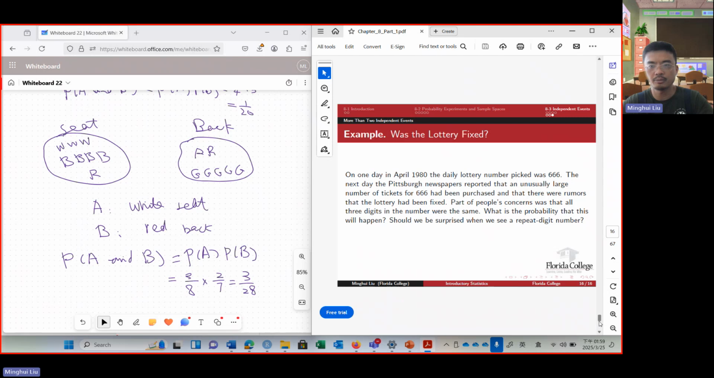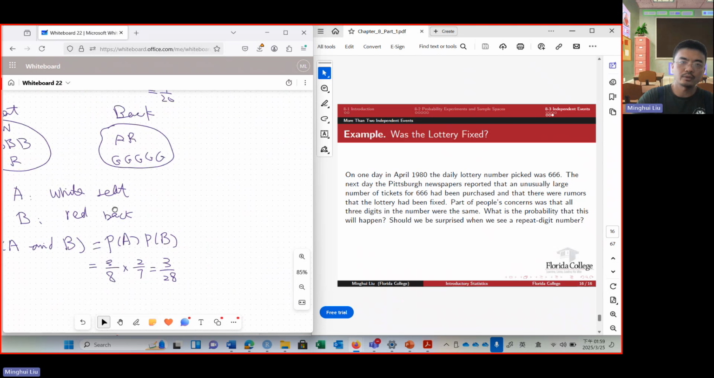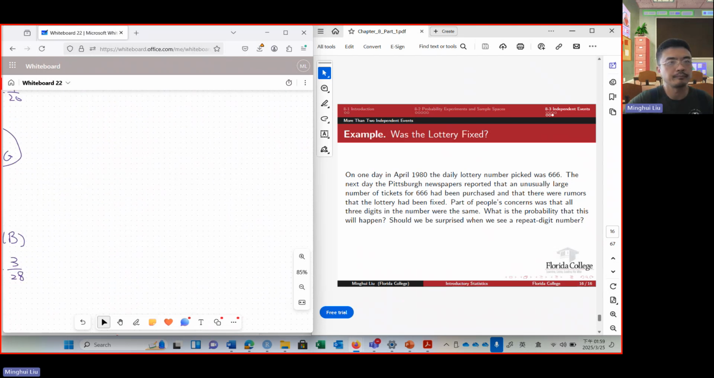Part of people's concern was that all three digits were the same. What is the probability that this would happen? Should we be surprised if we see a repeated digit number? So we would like to consider the probability. What is the probability of a repeat number, of three digits repeating?